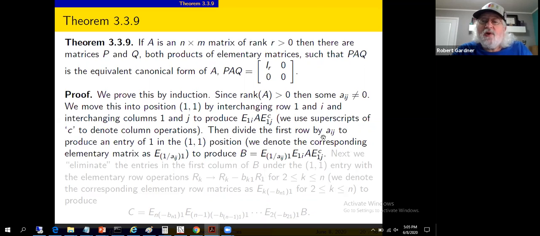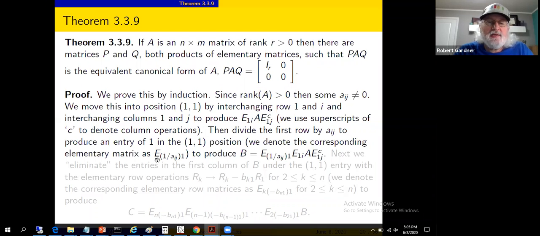So let's take the first row and divide it by whatever A sub ij is. It ain't 0, right? We found a non-zero entry. We're not dividing by 0. All right, divide the first row by A sub ij. That'll give you a 1 in the 1, 1 position. So we're getting there. We move things around and scale things to get a 1 in the 1, 1 position.